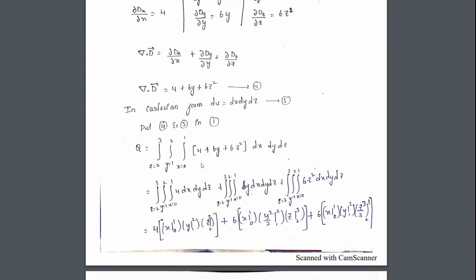So I told you it is a volume integral. So how many times do you need to integrate? 3 times you need to integrate. The limits given in the problem are: x varies from 0 to 1, y is from 1 to 2, z is from 2 to 3. Understood? So each term you need to separate and do triple integration for all the terms. You will get the charge.